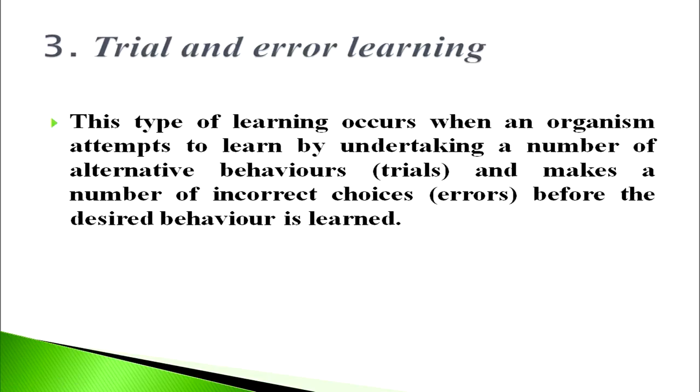So students, now you have seen how all the four processes are organized in observational learning. Next is trial and error learning. This type of learning occurs when an organism attempts to learn by undertaking a number of alternative behaviors, that is trials, and makes a number of incorrect choices, errors, before the desired behavior is learned. Basically, trial and error learning is stamping in the right or correct responses and stamping out the incorrect responses.